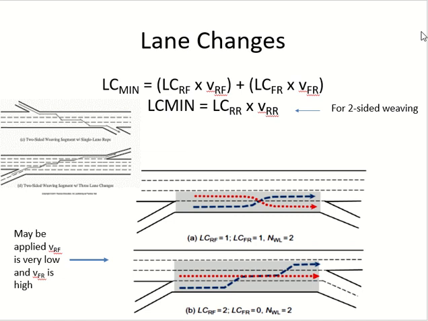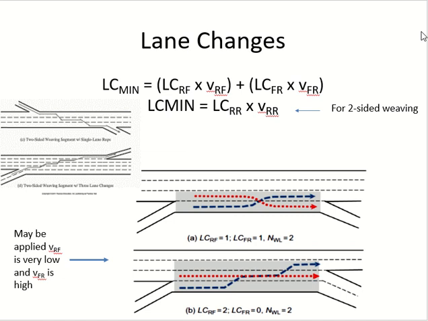2, then 2 lane changes. So all lanes are required. But for who? Only for these people, ramp to ramp. Okay? So you take the flow of ramp to ramp, multiply by the number of lane changes to go from ramp to ramp only.